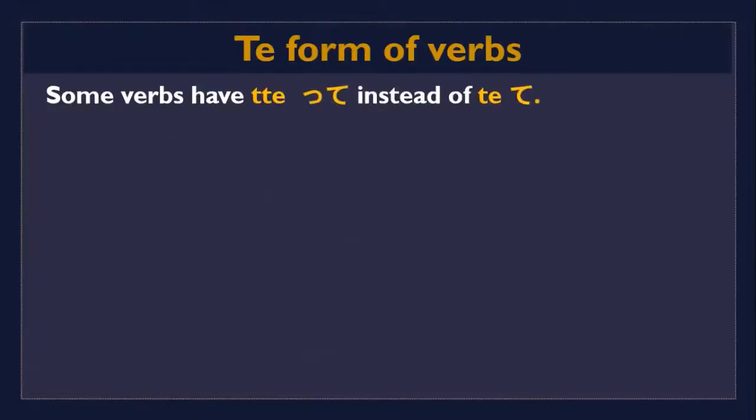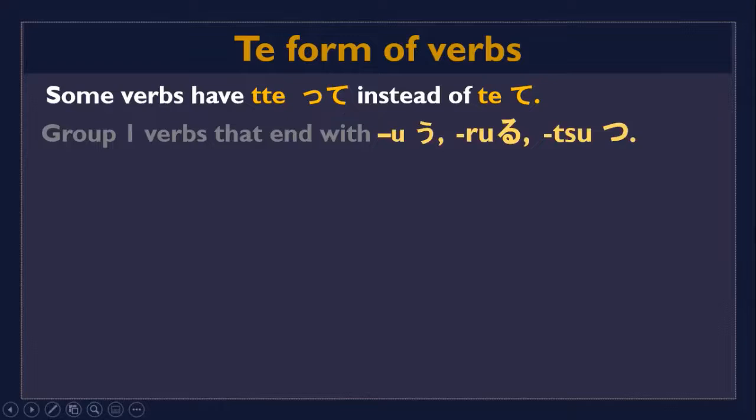And some verbs, instead of writing te, it will be tte, the small tsu and then te. Which ones? Like u, tsu, ru, and... do you remember one more verb? It was iku. That was the one exception. So yes, along with that, u, tsu, and ru.